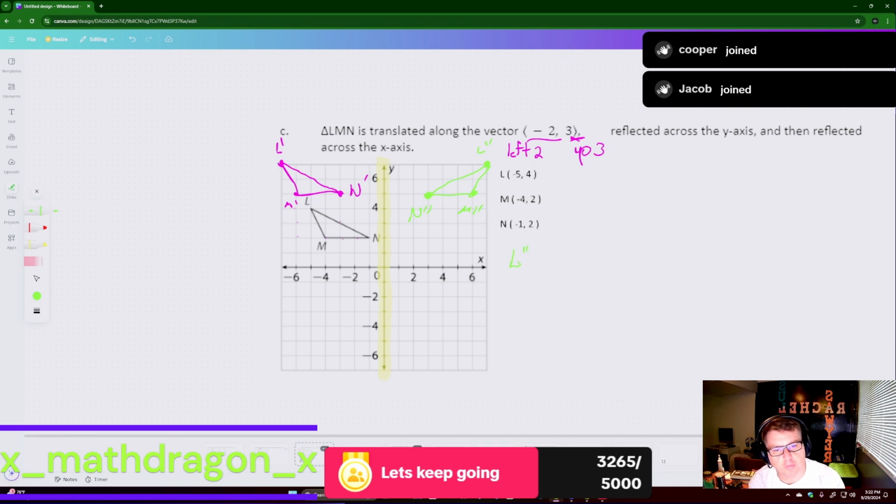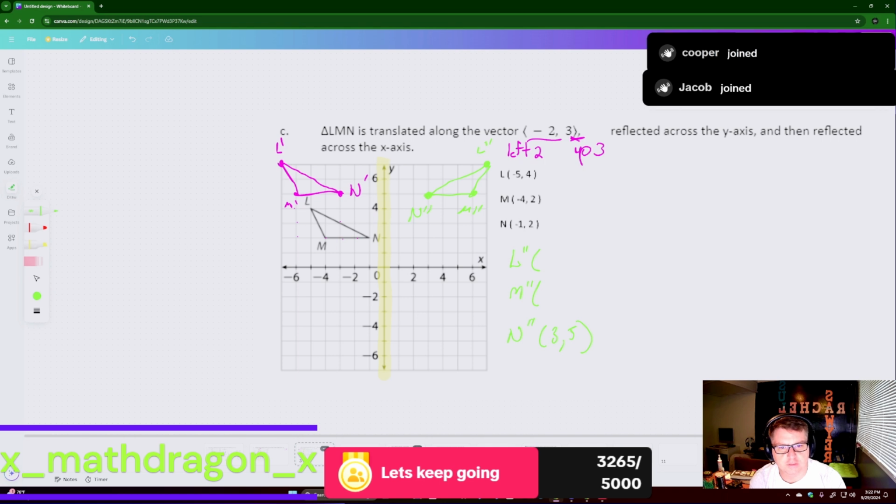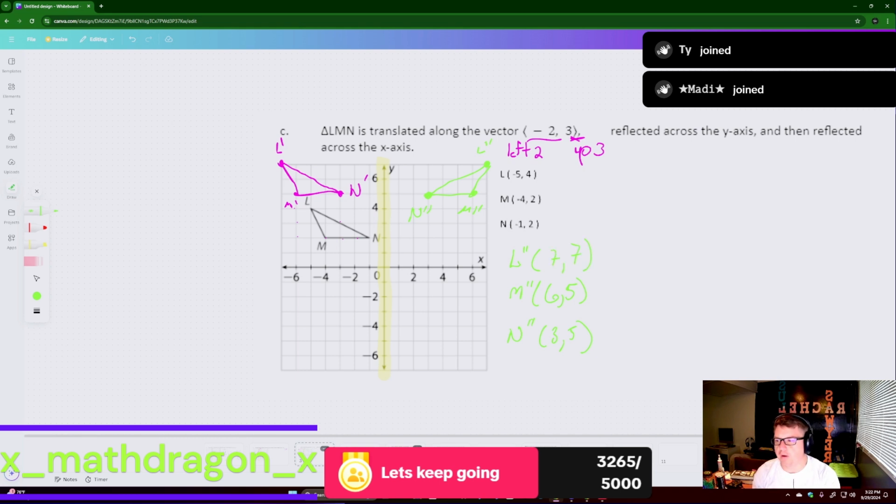So L double prime, M double prime, and then N double prime would be 3, 5 for N, 6, 5 for M, and then 7, 7 for that one. So that would be our ordered pairs for those.